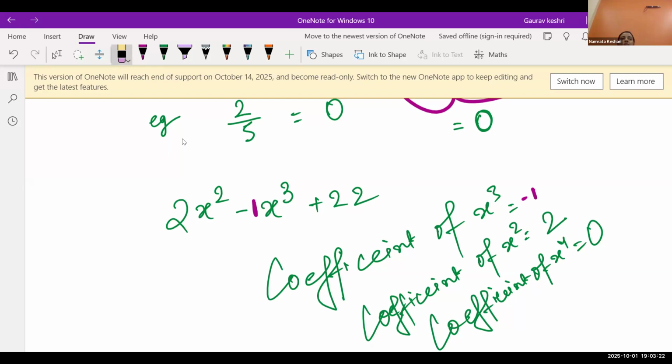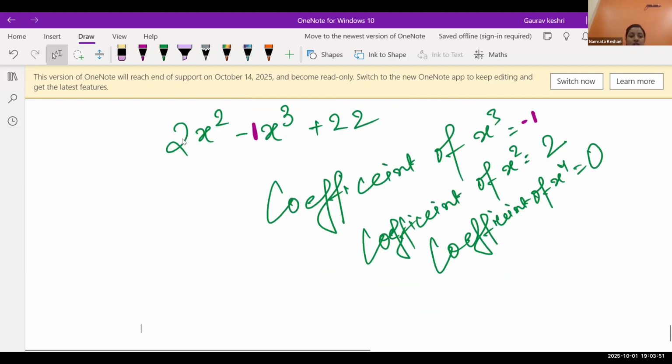Okay, so coefficient means multiplier. What has been multiplied with x cube? Minus 1. What has been multiplied with x square? 2. Now the question will confuse you. They will ask what is the coefficient of x to the power 5, and you will keep on thinking, where is x to the power 5? Just say it's not there. Coefficient is 0. Clear? Yeah, ma'am. Okay, so we are done with coefficient.